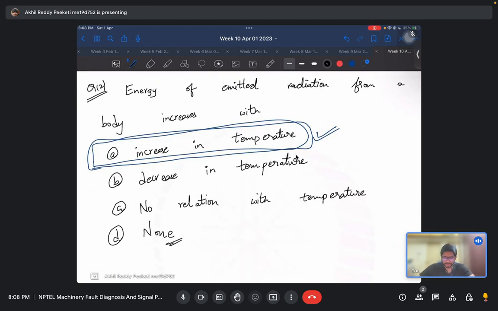Any body which has a temperature higher than absolute zero radiates some heat, and the temperature of the system decides the energy. If it is at a higher temperature, it will generate much more energy. So the energy of emitted radiation increases with the increase in temperature.